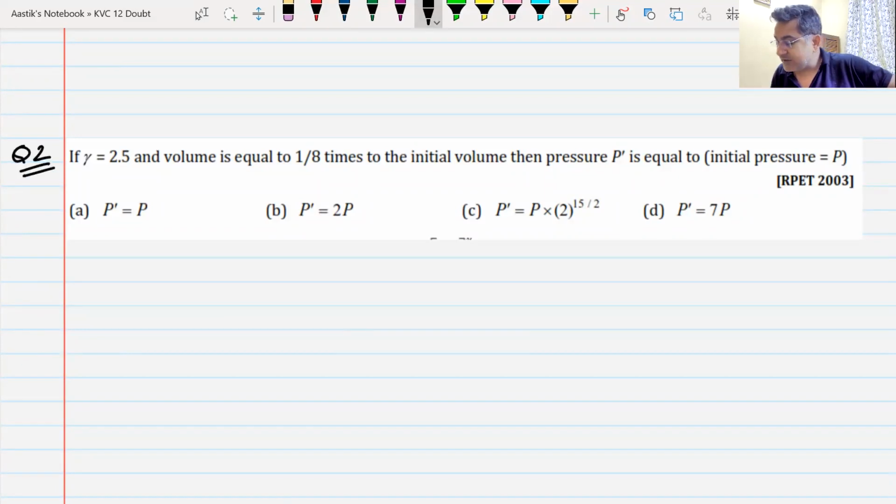Question number 2 in this category: gamma is 2.5, the volume is equal to 1/8 times the initial volume, then pressure P dash is equal to how much times the original pressure?